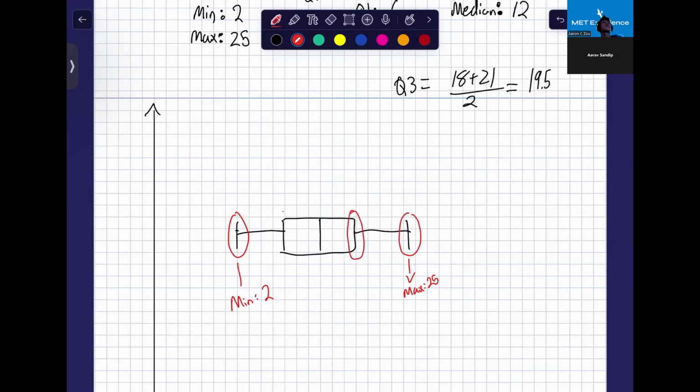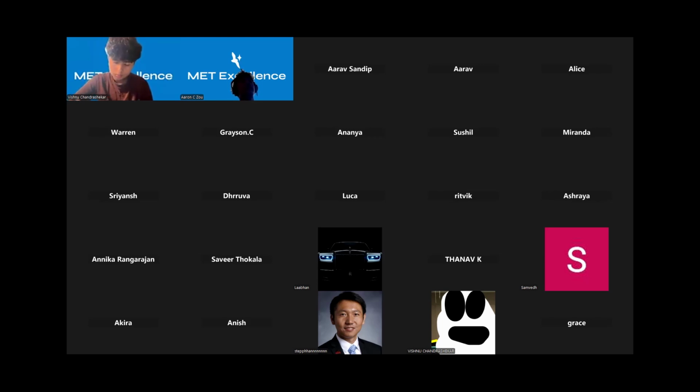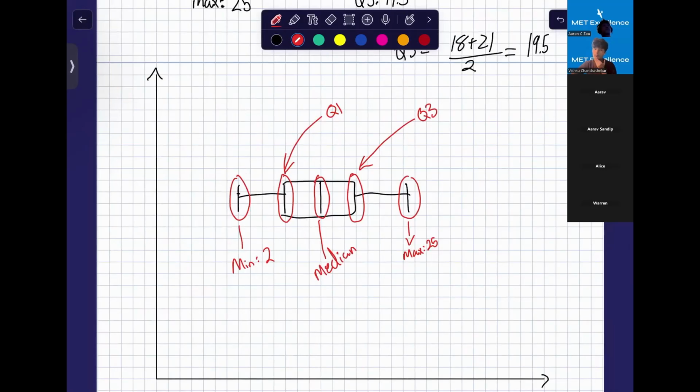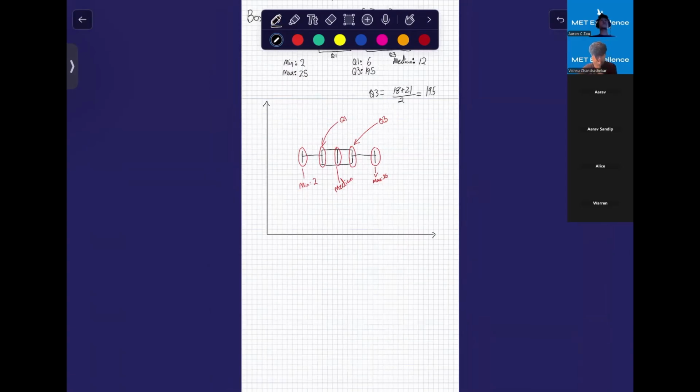And moving on. The left side of the box is always the 25th percentile, or quartile 1. And the right side is quartile 3. And then the median's always in the middle of the box. It doesn't have to be perfectly in the middle, but based on the data, it can be closer to the left or closer to the right, but it's always going to be just the median. So that's a box and whisker plot.